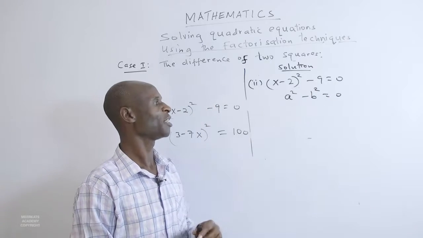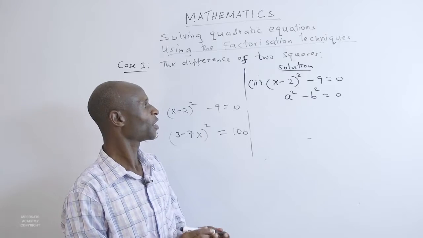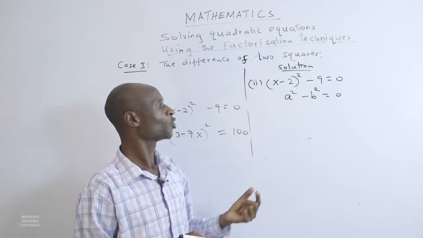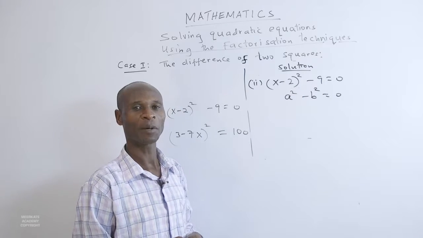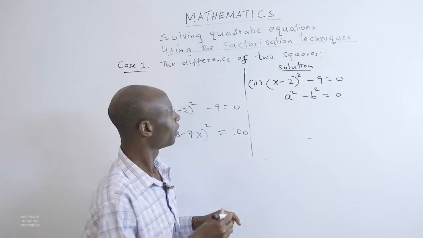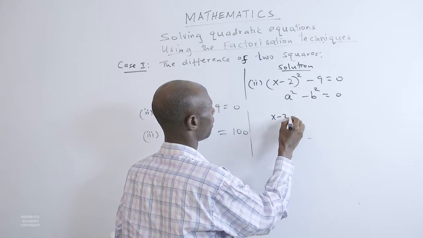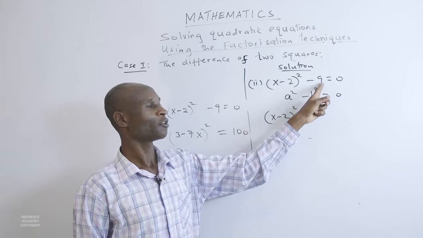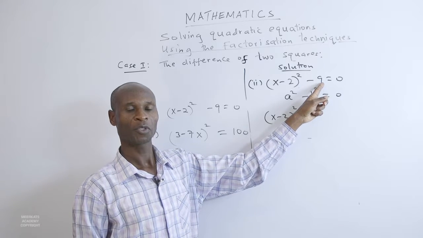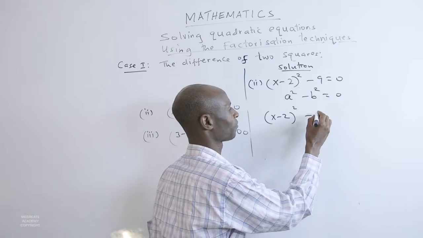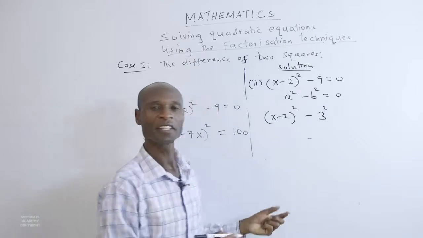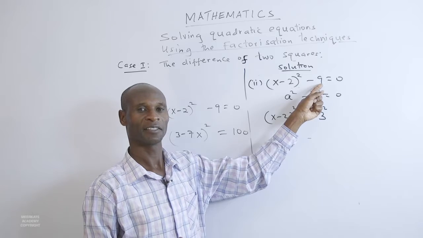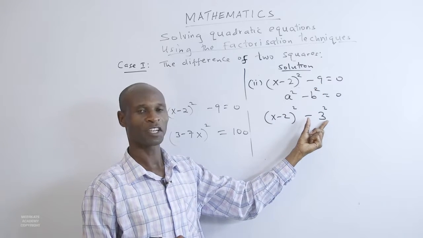a squared minus b squared is equal to 0, since the first term is being squared and we have a constant term. So we can express this constant term as a square. What is the square root of 9? The square root of 9 is 3. So that means if we take 3 and we square, we shall get 9. So we express it in that form.